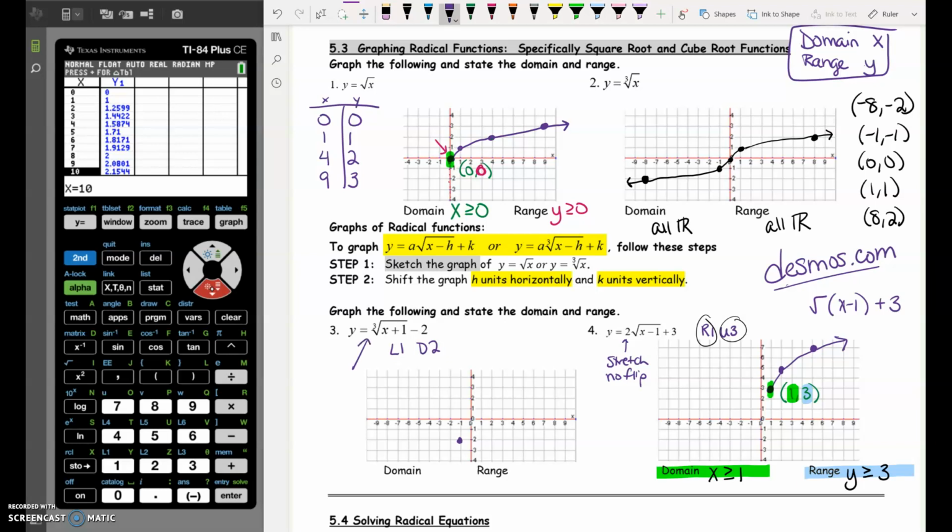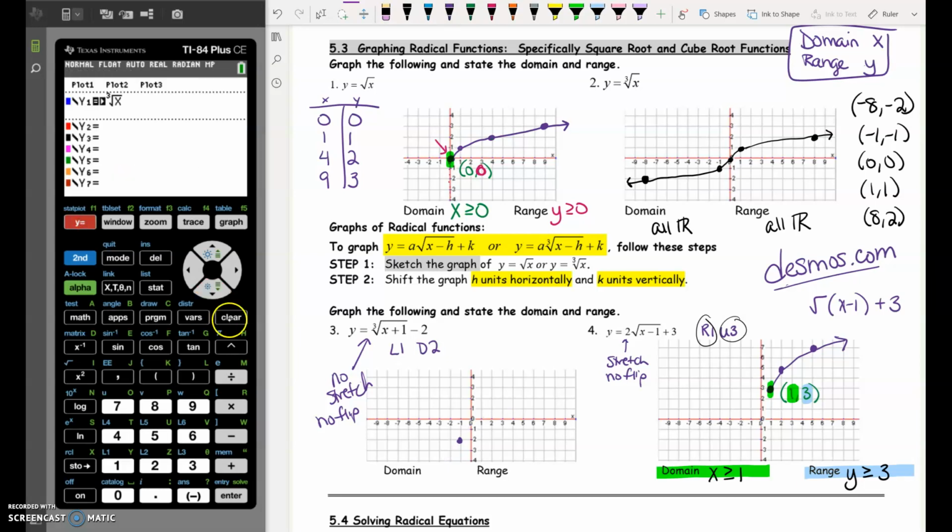You'll also notice that there's no stretch. So if one of them or two of them look extra tall, you know that that's not going to be the correct answer. There's also no flip, which means that the right side's going to go up, the left side's going to curve down and to the left. Now, if we do want to get actual points for this, we would do math button, the third root of x plus 1, get out of the radical, -2.